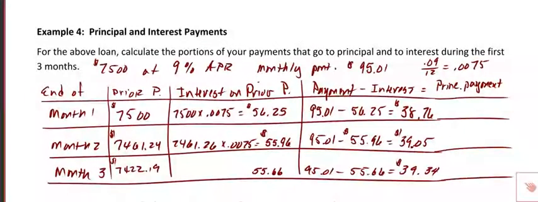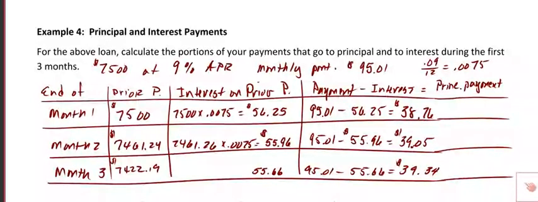Let's wrap up this first video with this last example. We're going to take that $7,500 loan that has 9% interest and a monthly payment of $95.01. And we want to calculate what portion of our payments for the first 3 months goes towards principal and what portion goes towards interest. So I'm paying them $95.01, but how much of that is interest and how much is going towards my principal? So I devised a table like we saw earlier.